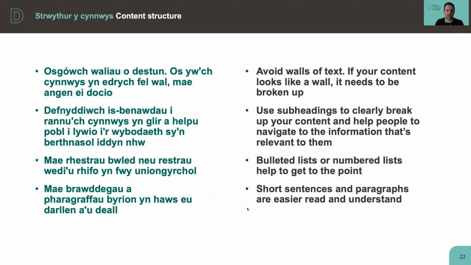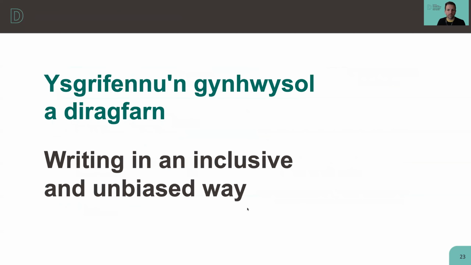labeled with subheadings. You can use bulleted lists or numbered lists as well, because these help to get to the point instead of having one big paragraph presenting a list of things. Use a bulleted list or numbered list to help guide the user and get to the point. And as we mentioned, use short sentences and paragraphs because these are easier to read and understand. It's important as well to write in an inclusive and unbiased way. This will make sure that you meet the needs of a diverse set of users.